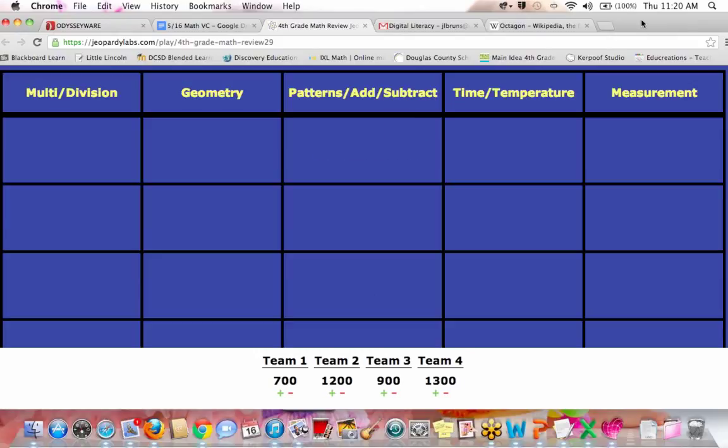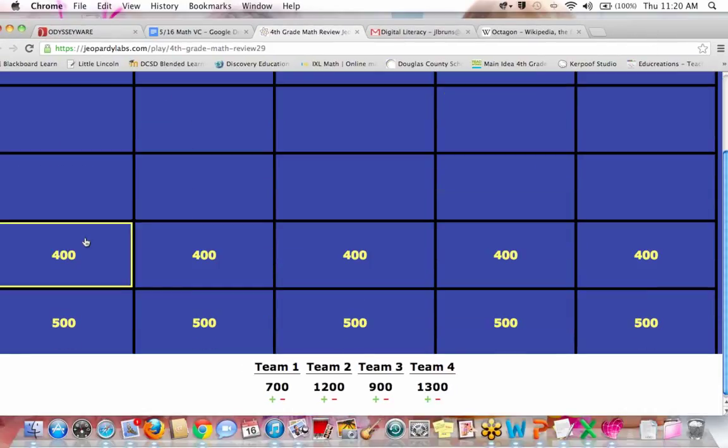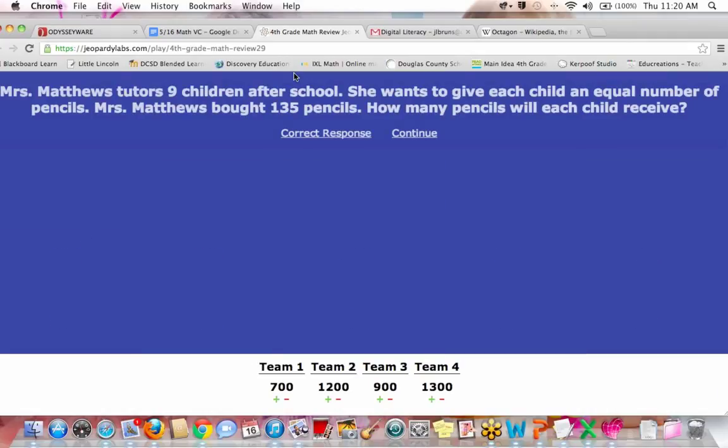Okay, couple more. Multiplication and division. Mrs. Matthews tutors 9 children after school. She wants to give each child an equal number of pencils. Mrs. Matthews bought 135 pencils. How many pencils will each kid get? 135 divided by 9.